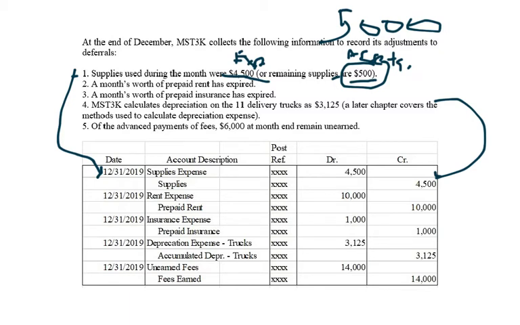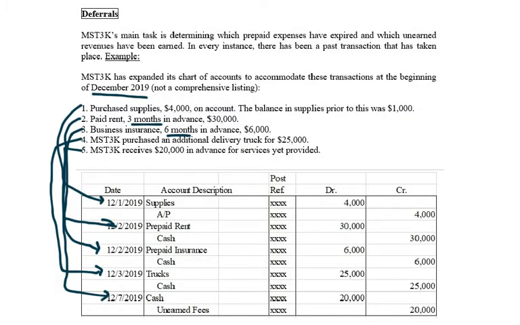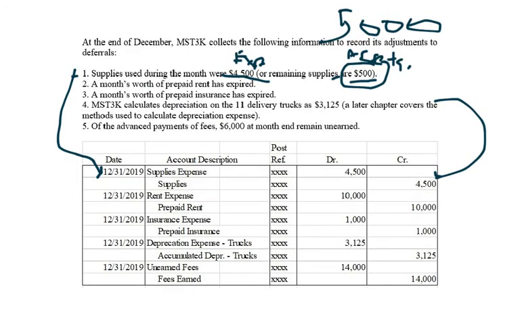In the case of 2 and 3, I both just say that a month's worth of either the prepaid rent or prepaid insurance has expired, so you have to figure out what was the rate they were paying. So over here, they were paying divided by 3, which means it was probably $10K per month, versus here divided by 6 equals $1,000 straight up. So that means we're going to expense $10,000 of the prepaid rent, $1,000 of the prepaid insurance, and that's what you'll observe here.